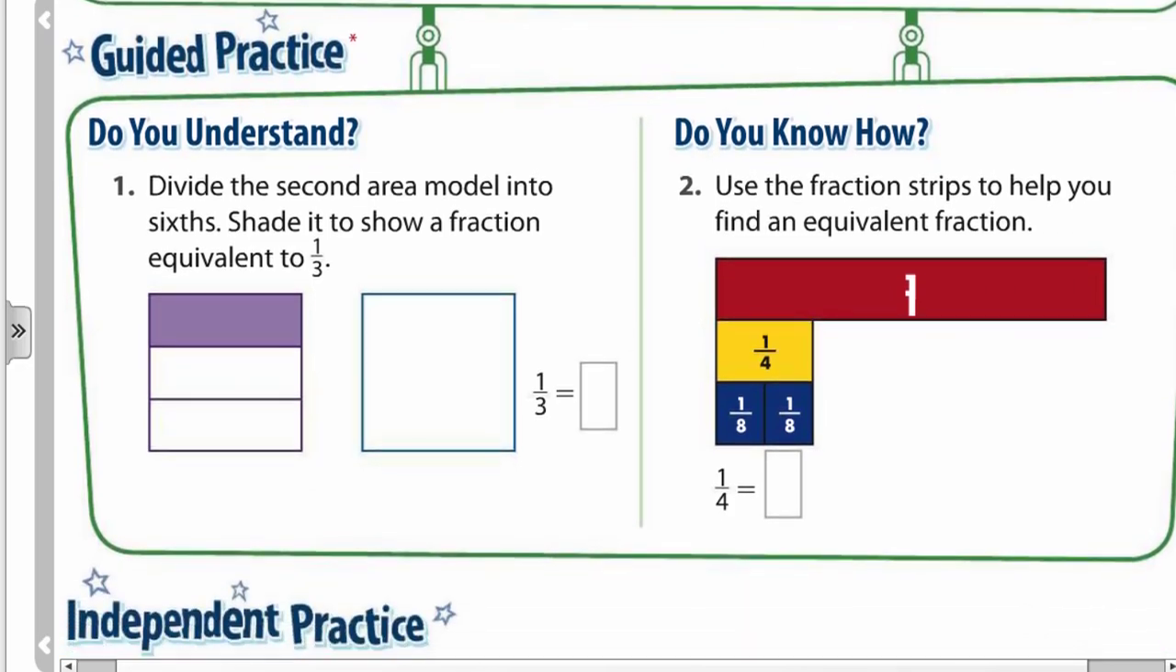Like these two questions. In the first question, divide the second area model into sectors shaded to show a fraction equivalent to 1/3. And we have here 1/3 equals what fraction? In the second one, we're using fraction strips to help to find an equivalent fraction. Okay, so that's what we will do today. Let's start.